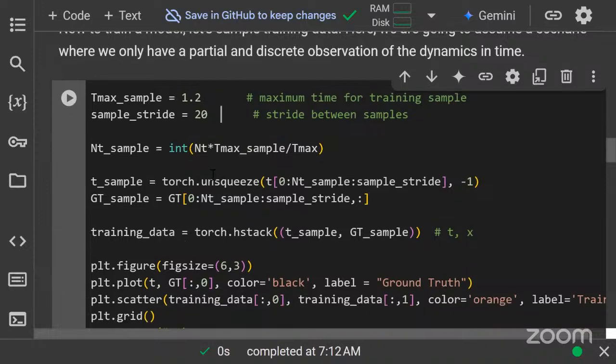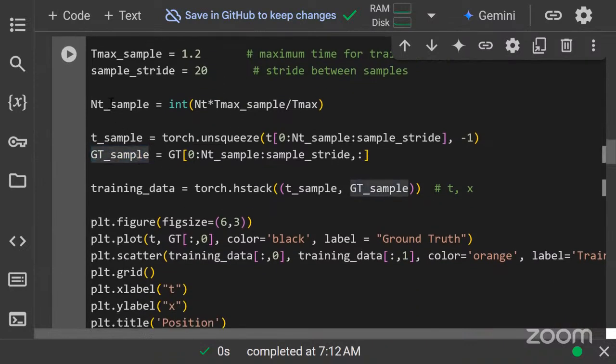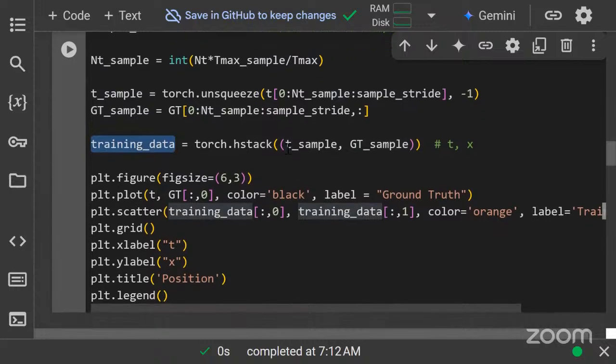So from there, we're taking the sample. We're going to take the sample of the position, and we're also going to take the sample of the time domain. And that's how we construct the training data. So for training data, we have some n by 2, where n is the number of training samples, and 2 corresponds to time and the position.